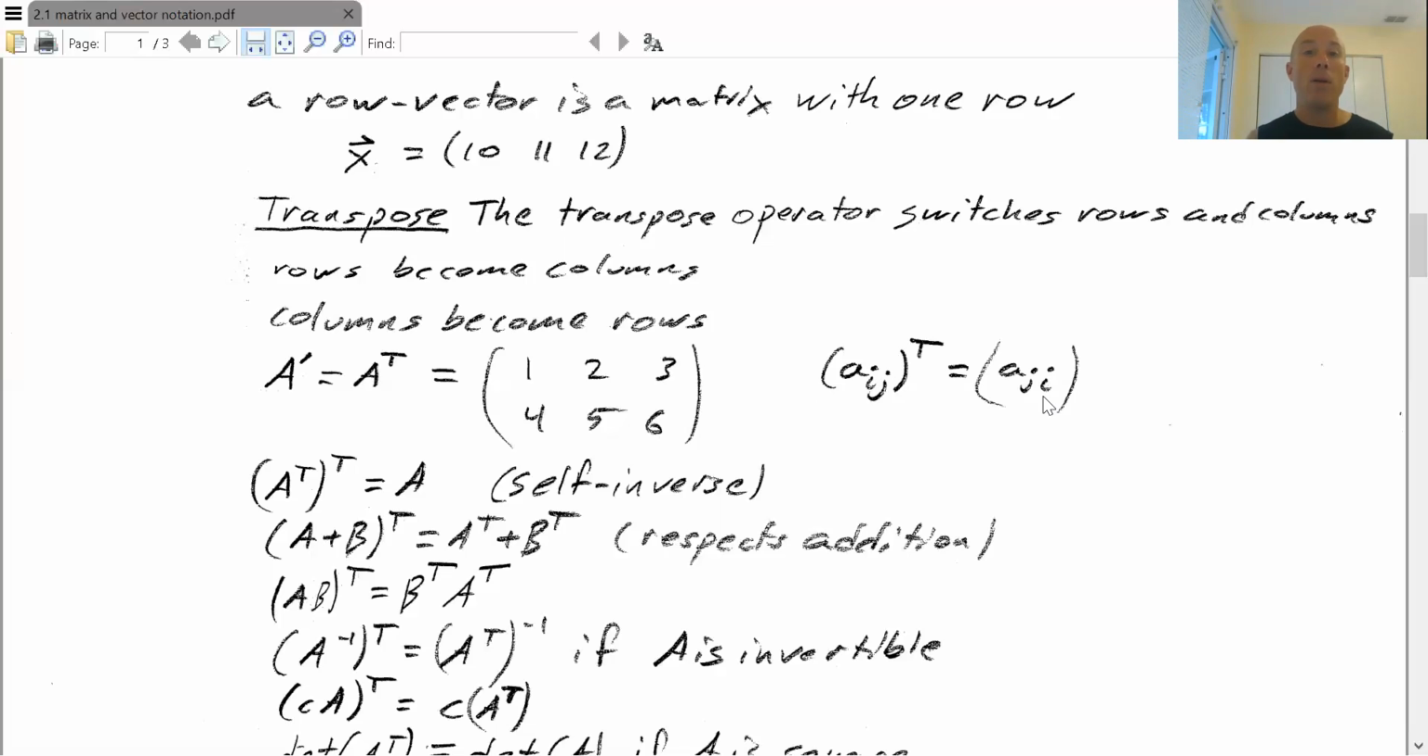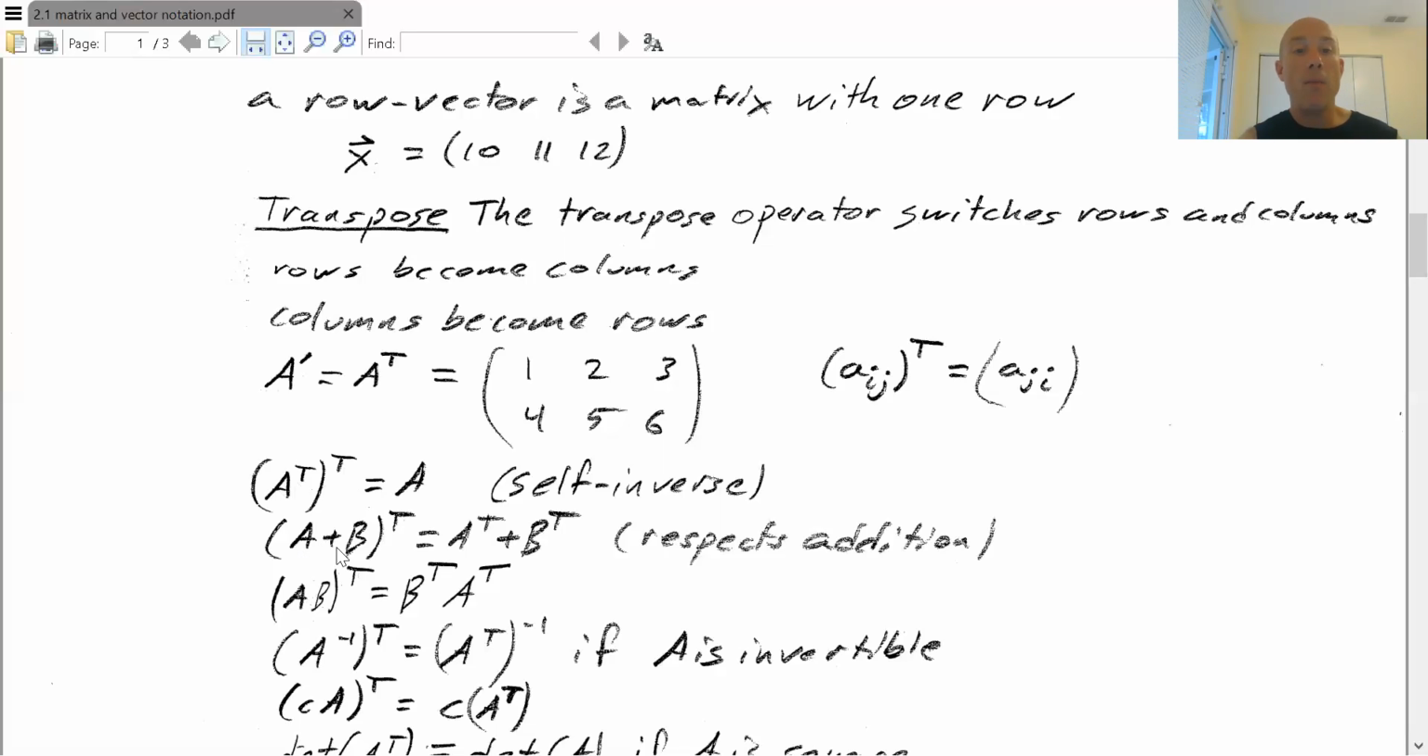Okay, well, the transpose has a lot of really neat, slick properties. So let's take a look at a few of them. The transpose of the transpose is the original matrix. If you think about it, the rows become the columns, and then the columns become the rows, so it undoes it. Applying it twice undoes it. That's a self-inverse function.